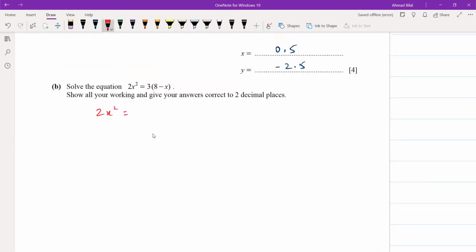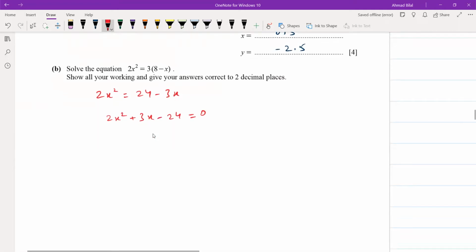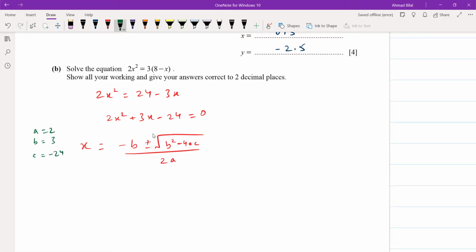We have 2x squared equal to 24 minus 3x. Let's take everything to the left side. We have 2x squared plus 3x minus 24 equals 0. And now let's apply the quadratic formula. आप फिर भी check कर सकते हो if you want, अगर आपको लगता है कि factorization हो सकती है, जो नहीं हो सकती वैसे. But we get x equal to minus b plus minus square root of b square minus 4ac divided by 2 times a. Just going to input values there. We know that a is equal to 2, b is equal to 3, and c is equal to minus 24.